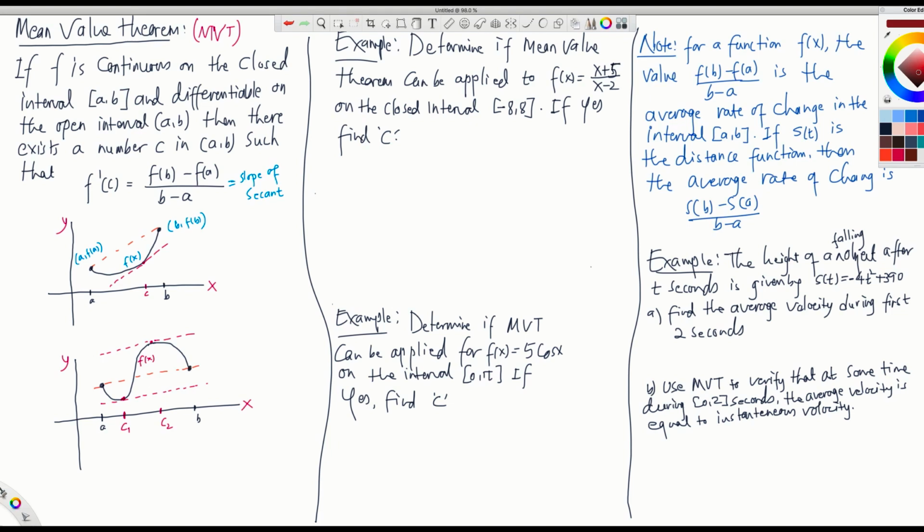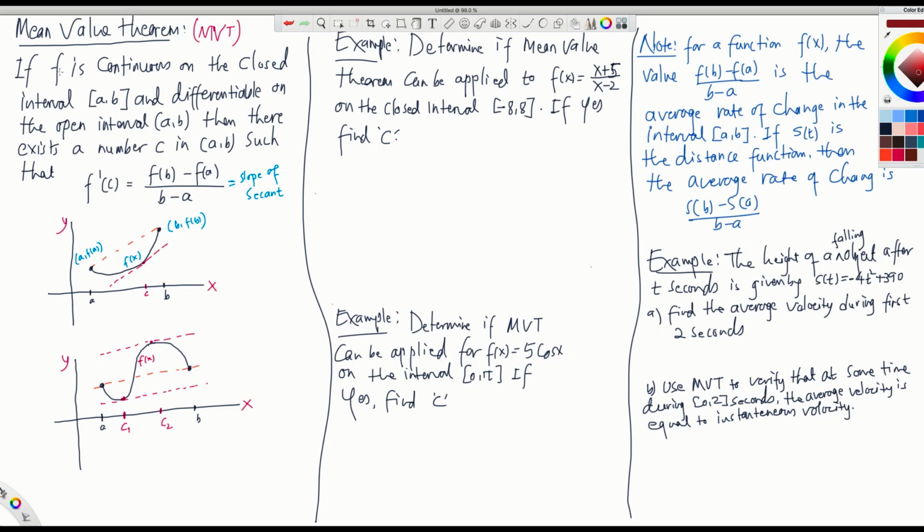In this video, I'm going to talk about the mean value theorem. The mean value theorem is still under section 3.2 of the book. I had the previous video, that is Rolle's theorem, and this video will talk about the mean value theorem. What does it say?